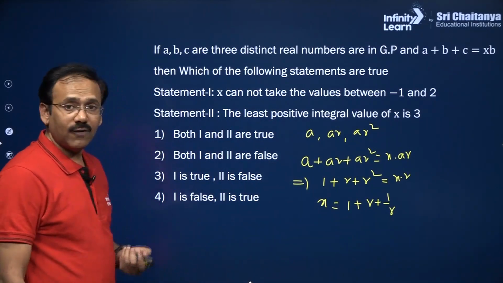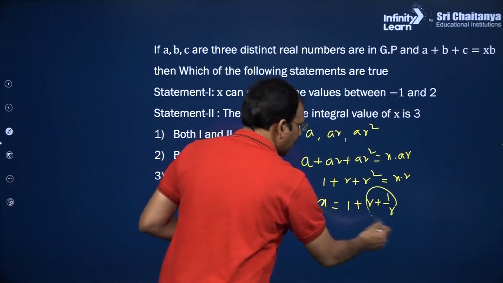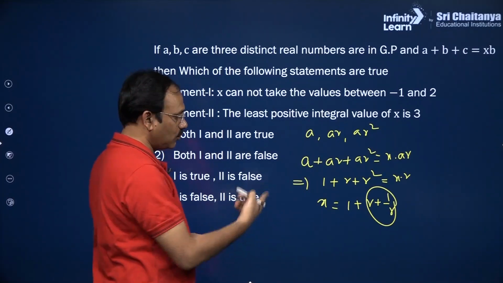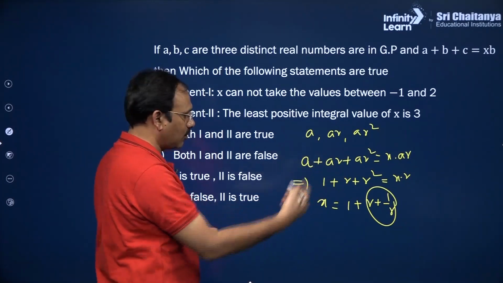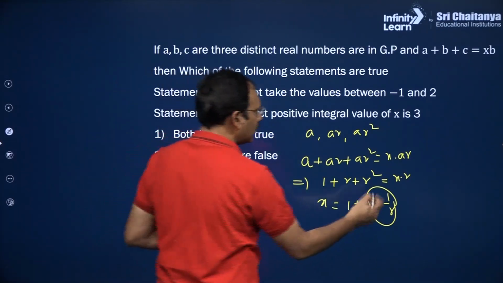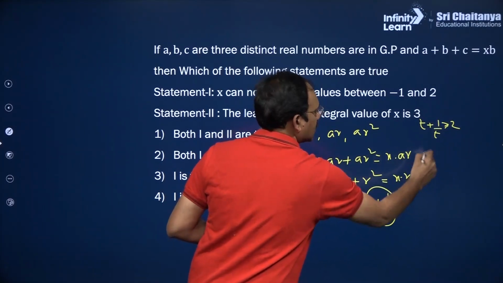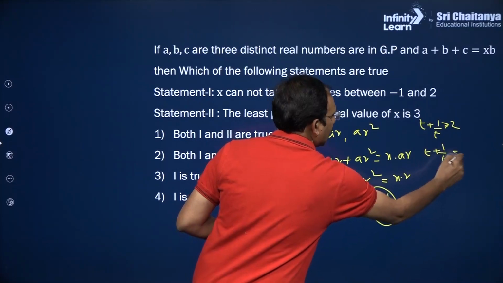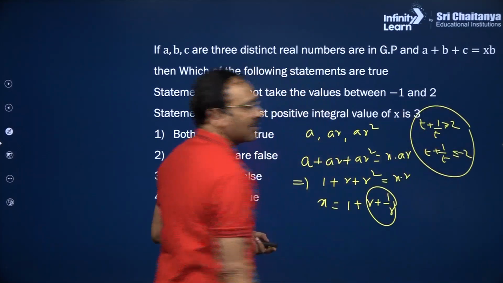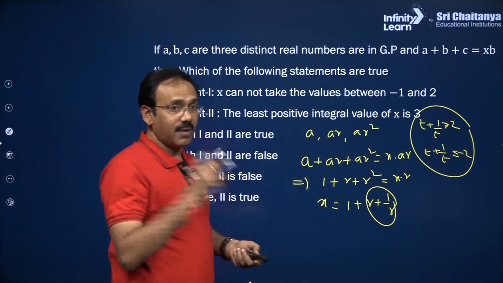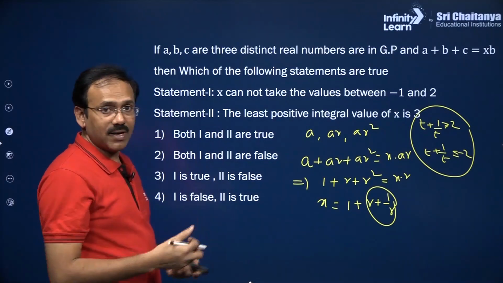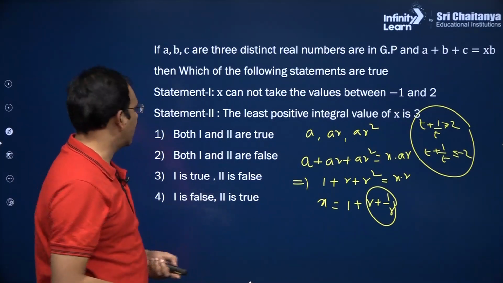Okay. Now, if r is positive, you know r plus 1 by r is always greater than or equal to 2, so it will be greater than or equal to 3. If r is negative, you know t plus 1 by t is greater than or equal to 2 if t is positive, less than or equal to minus 2 if t is negative. That is what we know. If it is less than or equal to minus 2, it is less than or equal to 1 minus 2, which is minus 1, if r is negative.